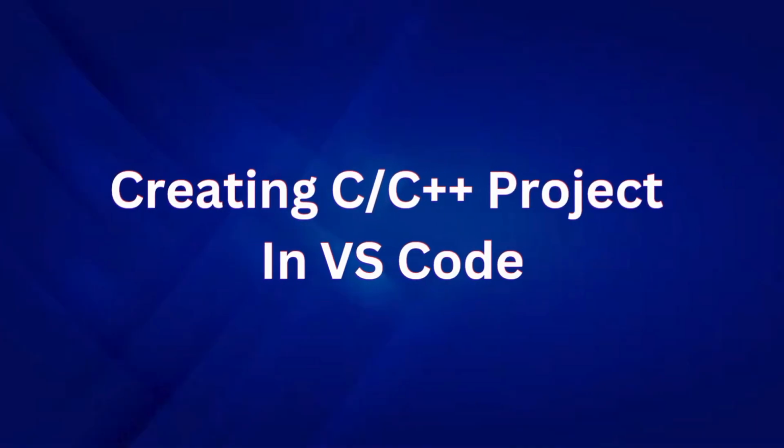Now we can create a VS Code project. I will use a sample calculator application using C to explain the process. Also, I will explain what changes are required to compile and execute in C++.